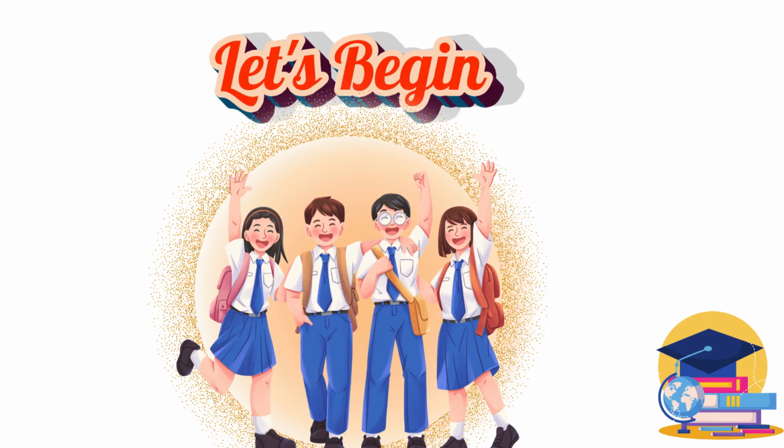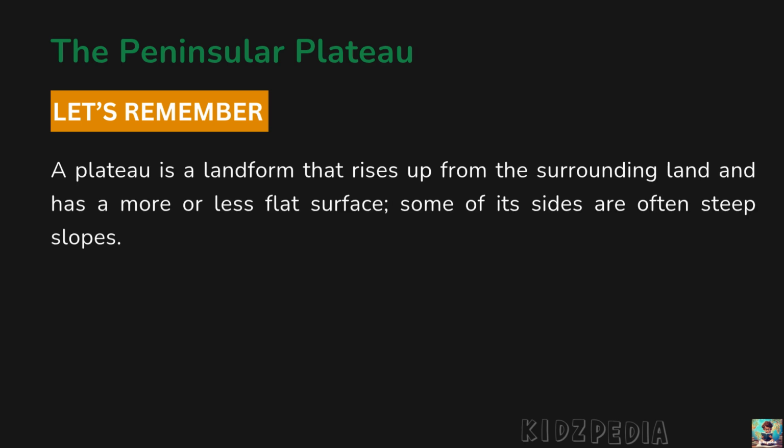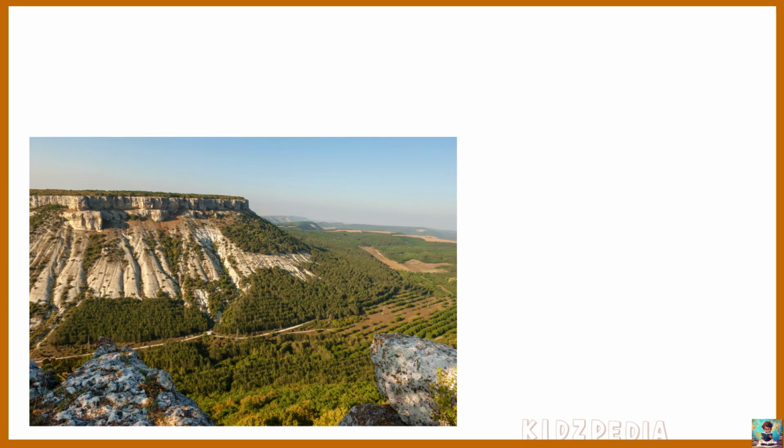So, let's begin. The Peninsular Plateau. Let's remember. A plateau is a landform that rises up from the surrounding land and has a more or less flat surface. Some of its sides are often steep slopes. We have already learned about plateaus.